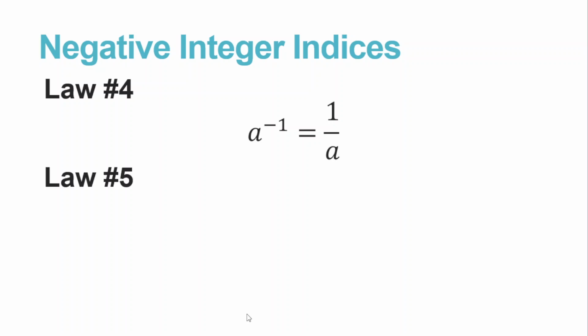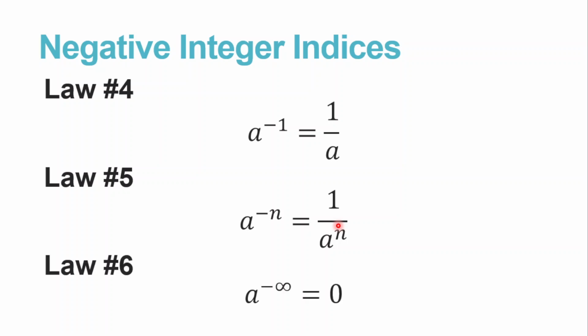And next, we have law number 5. When we have, let's say, a raised to negative n, you're just going to put that on the denominator, and this negative will become positive on the denominator, and you're just going to put it over 1. Okay. So let's say we have x raised to negative 5. So you have 1 over x raised to 5.